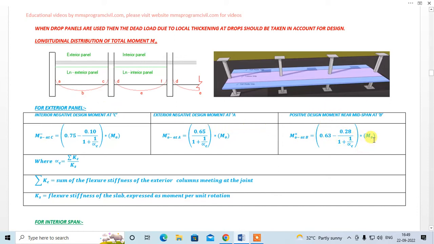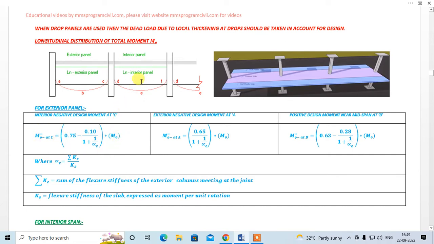MO is the total moment. This will carry a positive sign because this is a sagging moment, right? Similarly, moment at C over here is found by this formula, right? Okay.